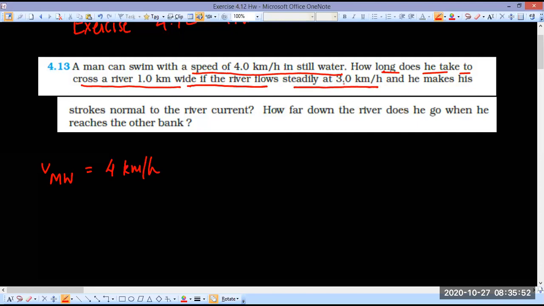So that is the speed of the river. I repeat, speed of river or water. River is flowing, actually water is flowing. So speed of water with respect to ground.